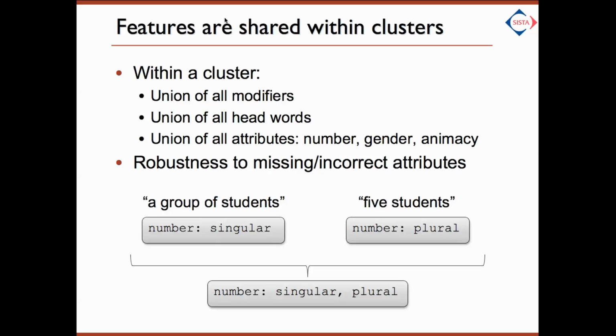So here's one example where it's actually fixing the incorrectness problem. If you have a group of students, our system decides that the number is singular. That's obviously wrong, but this is what the system decides. And then you have 5 students, here the number is plural. But after they are assigned to the same cluster, the number becomes singular and plural. So it allows you to match with any of the possibilities. So it's essentially recovering a little bit, yes.